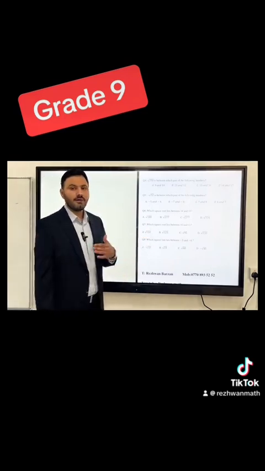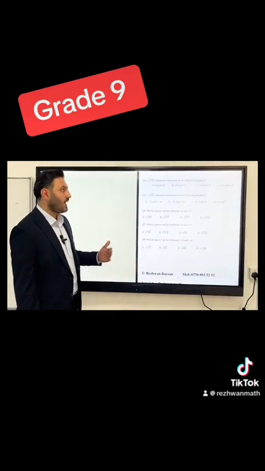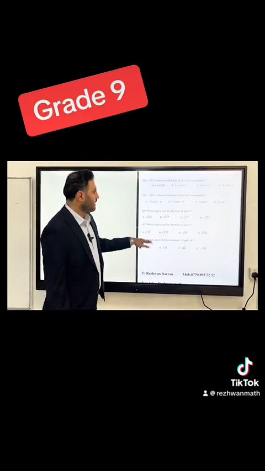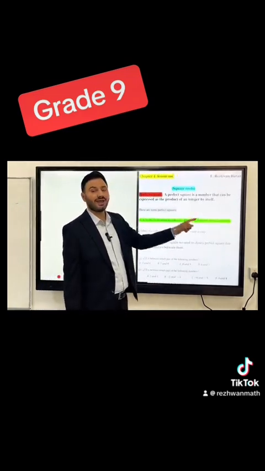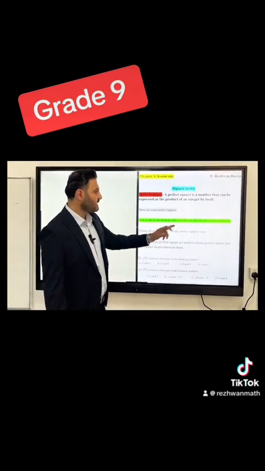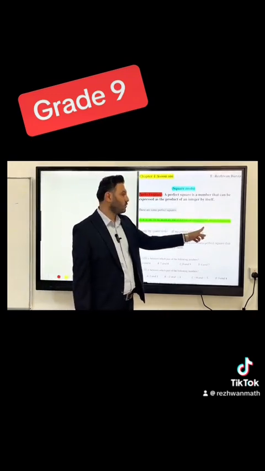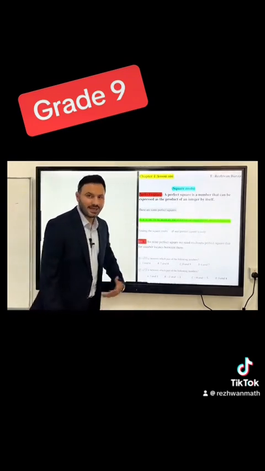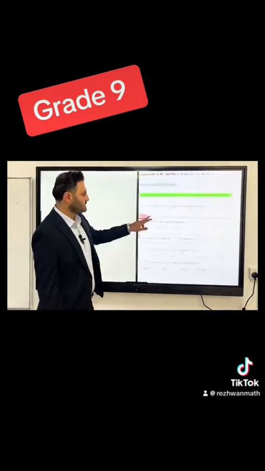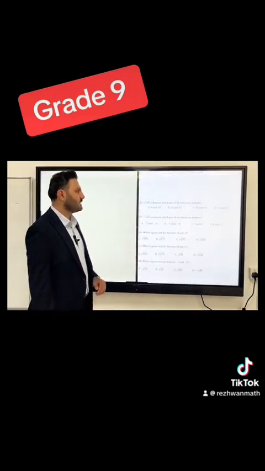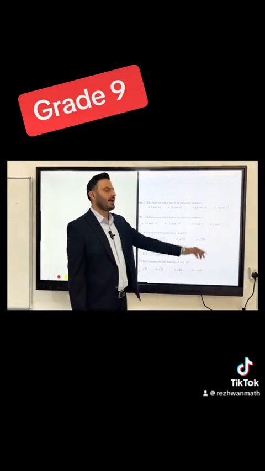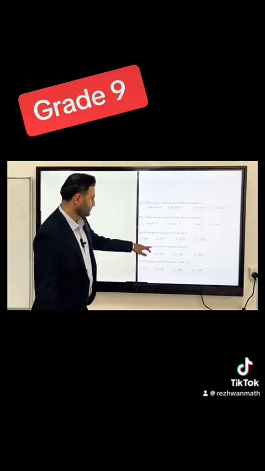Now we need to check 15 times 15 and 16 times 16. Okay, look. 15 times 15 we get 225, and 16 times 16 we get 256. So we can say the square root of 250 is between 15 and 16.